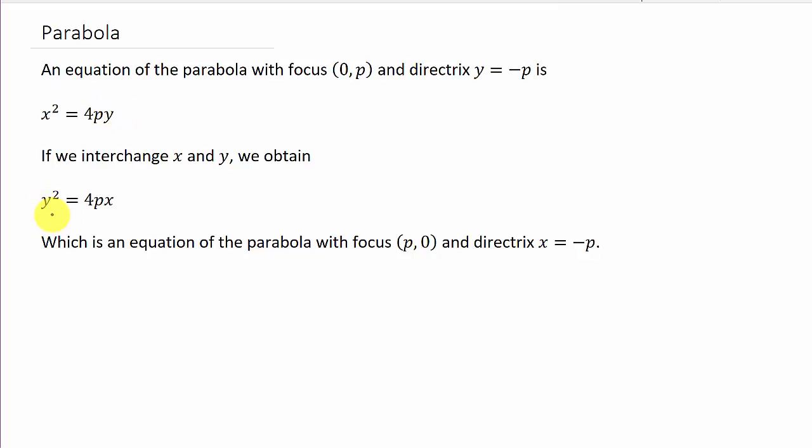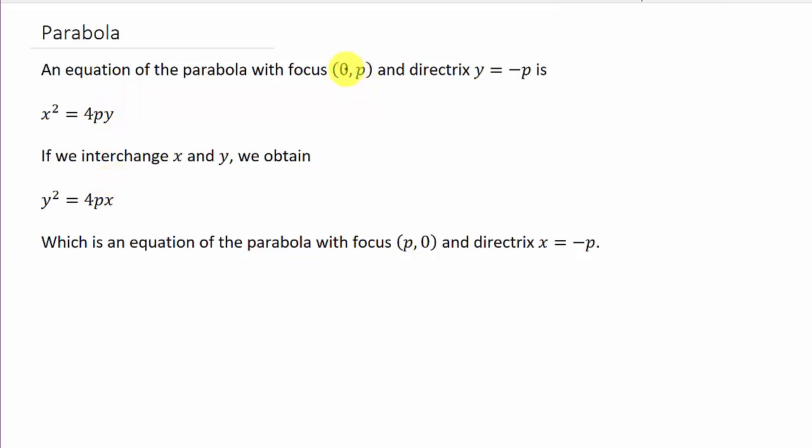And then we have one that's going to open either left or right: y squared equals 4px. See, the y is squared. And whether it opens left or right, that's going to depend on p. Remember, one that opens to the right, p will be positive. One that opens to the left, p will be negative. And same thing up here. If p is positive, it'll open up. If p is negative, it will open down.